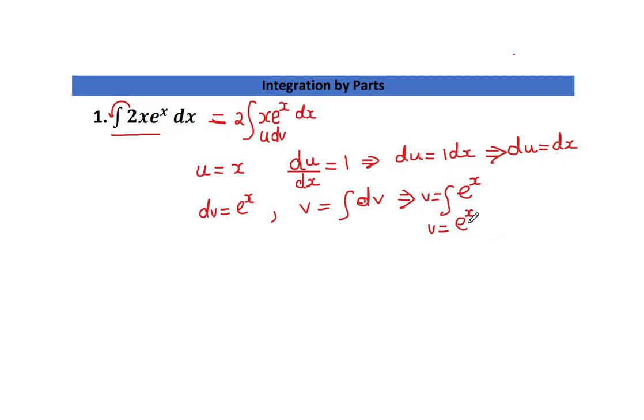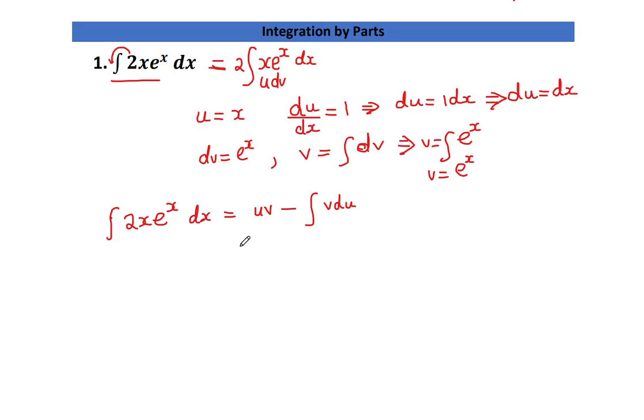So the integral of e to the x is indeed e to the x. Now that we have differentiated u to get du, and we have integrated dv to get v, we are now ready to integrate. So the integral of 2x e to the x with respect to x, which is what the dx here means, would be equal to uv minus the integral of v du.